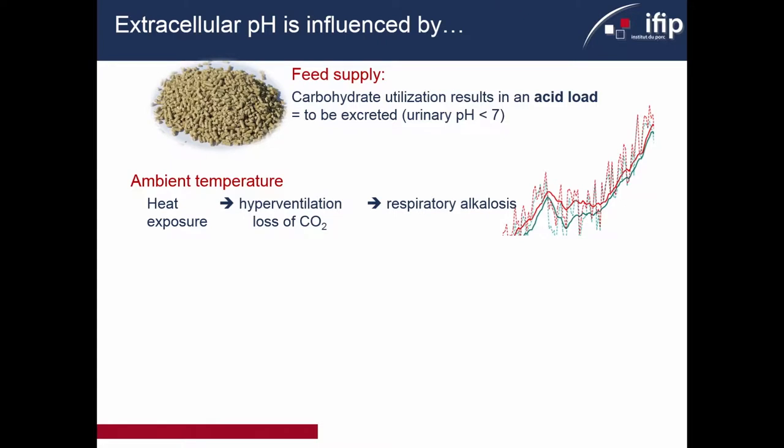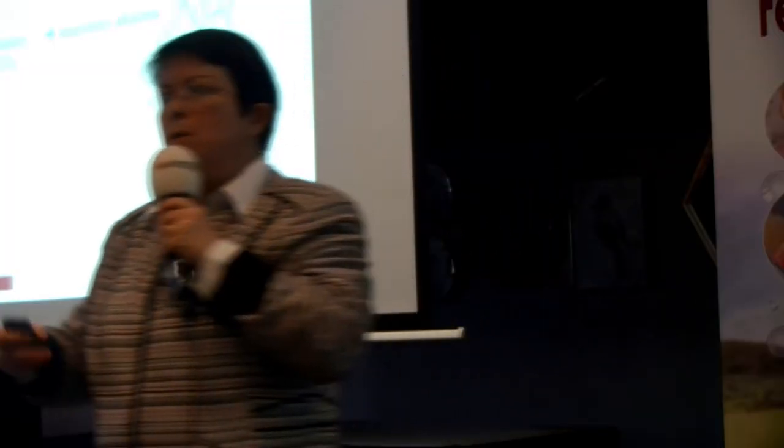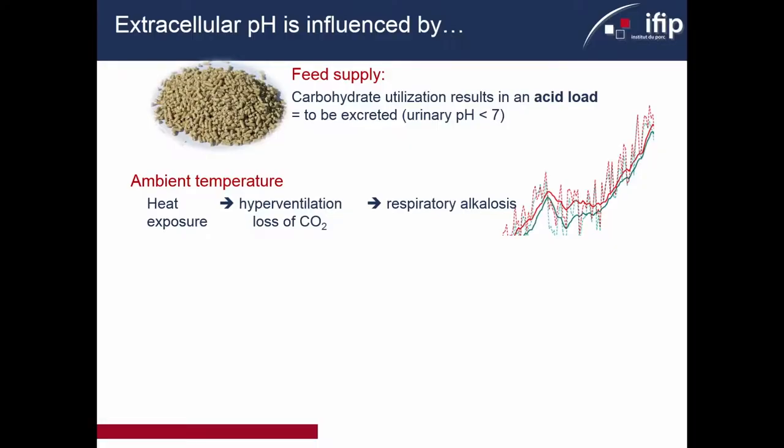Animals, especially pigs, and especially lactating sows, have to face extra heat exposure. In such a situation, one of the adaptations they use to regulate their body temperature is an increase of the ventilation rate. Doing that, there is a loss of carbon dioxide, and then there is a risk of respiratory alkalosis. This is a major risk for the sow during lactation, with a potential effect on the pH or an activation of the buffer systems, at least.